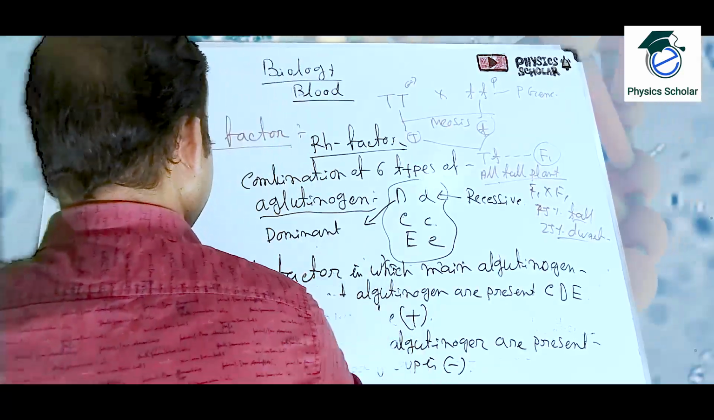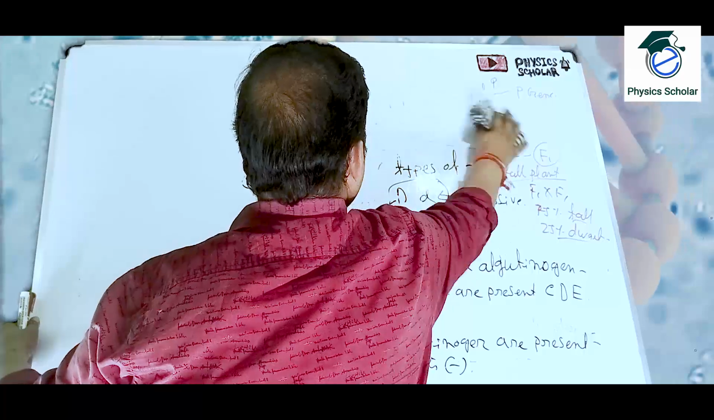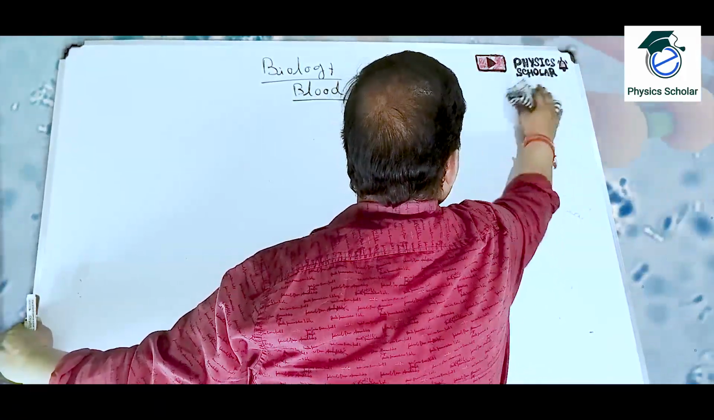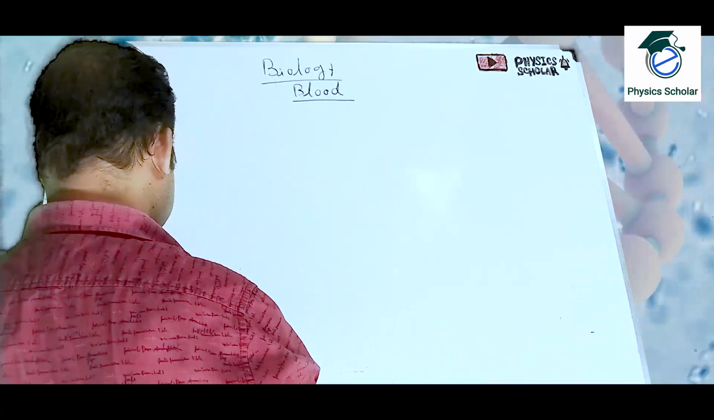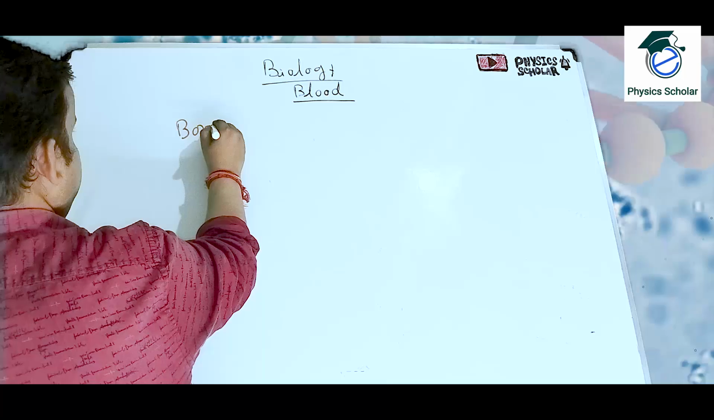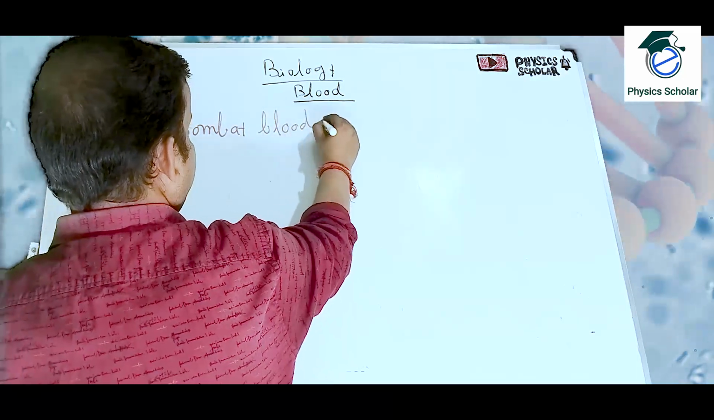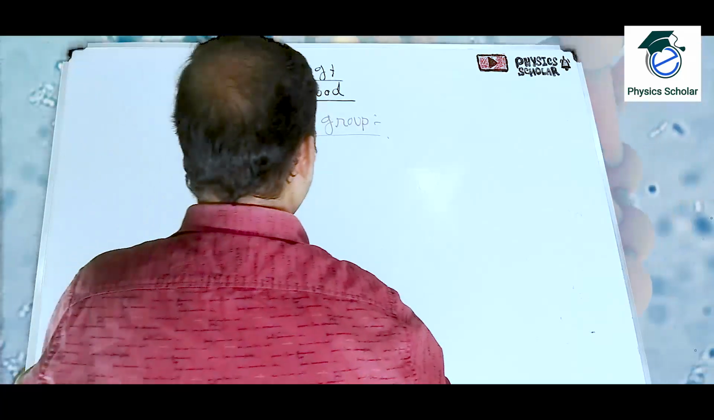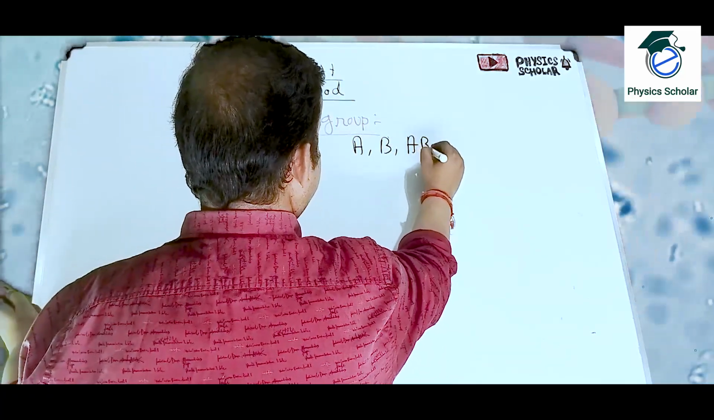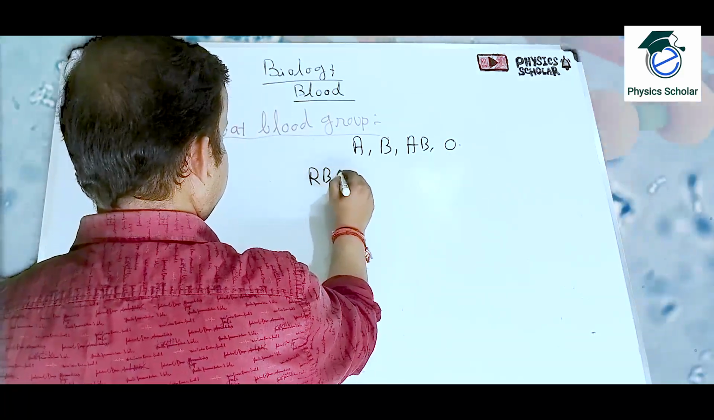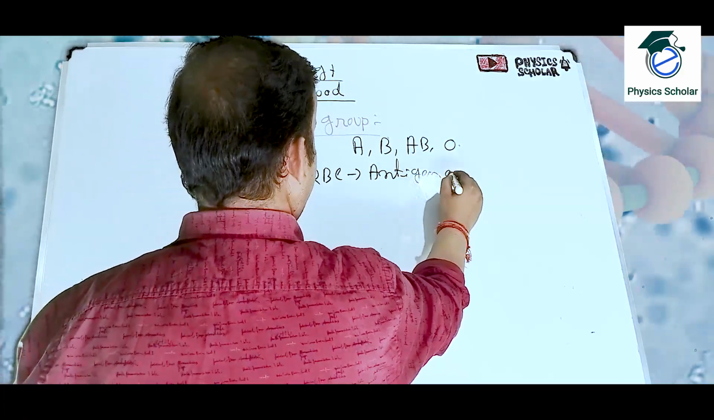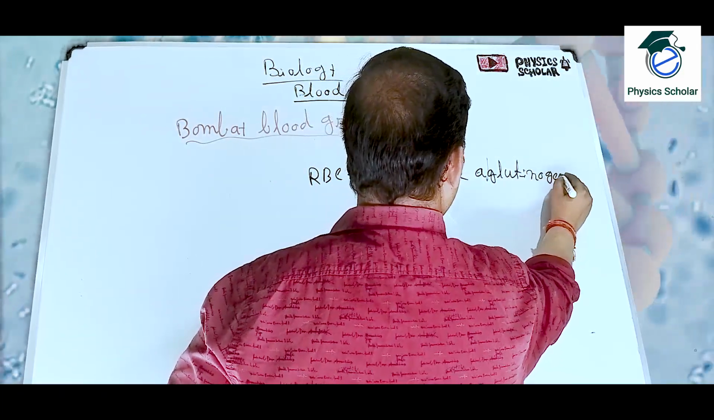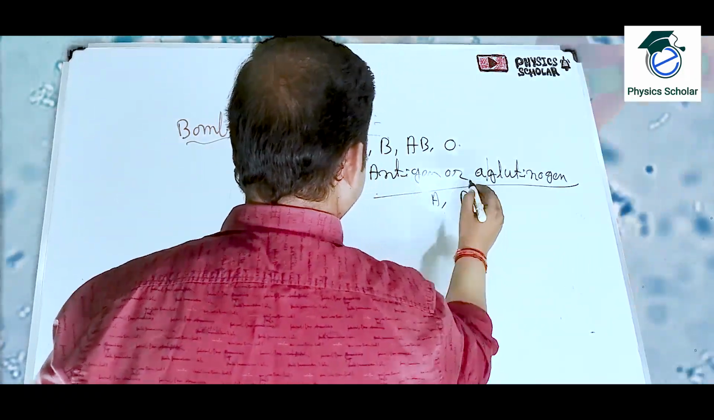So students, now I will discuss one very interesting thing, that is the Bombay blood group. Basically we know that 4 types of blood groups are there: A, B, AB and O. In the RBC, the antigen or agglutinogen will be present, mainly A or B.